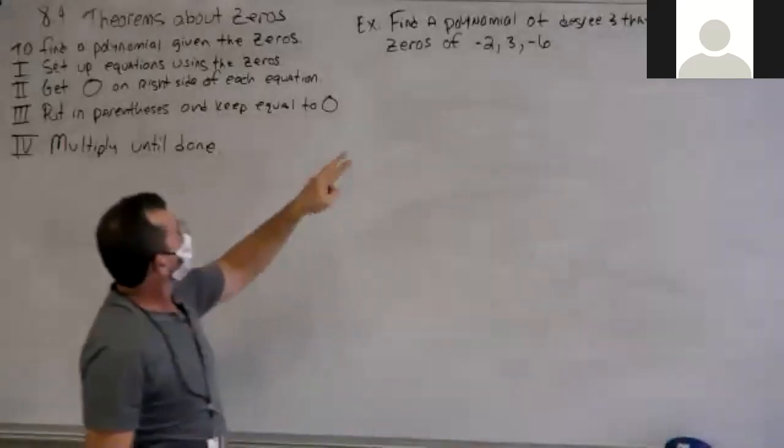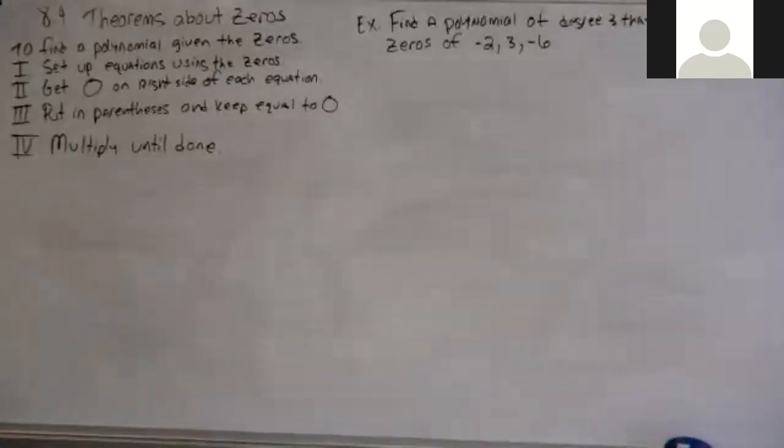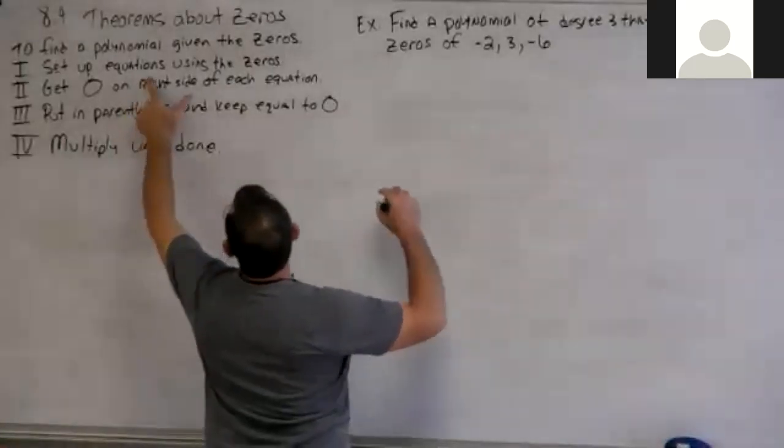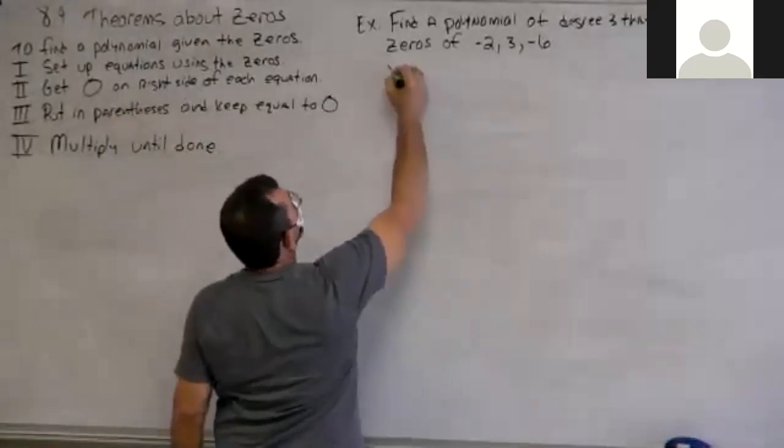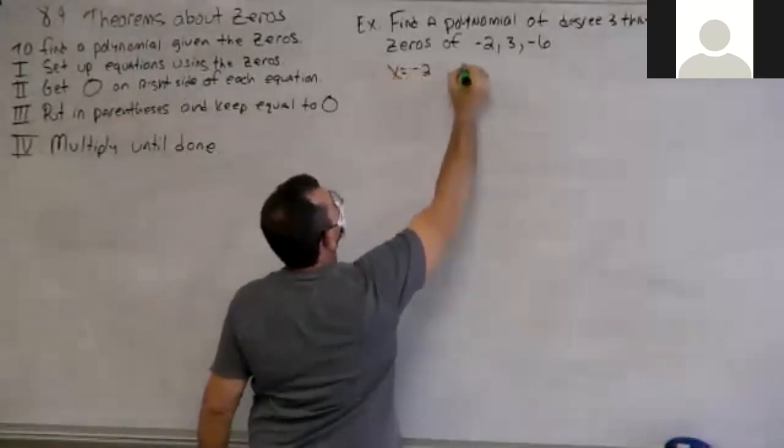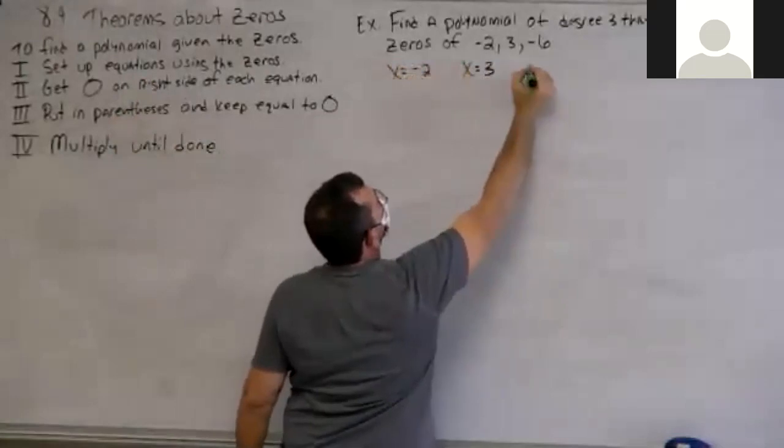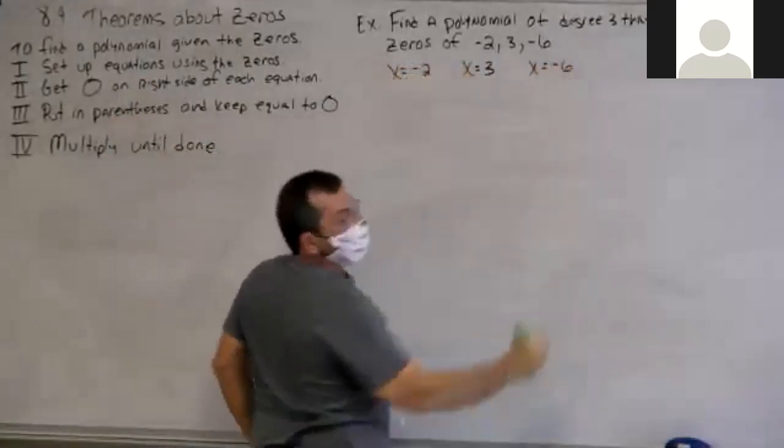All right, so I got 3 zeros, and I will say this: when you do these problems, the number of zeros they give you is going to equal your highest exponent when you're done. On this one, they're telling me it's going to be a degree 3 polynomial. So set up equations using the zeros. So I got x equals -2, x equals 3, x equals -6.